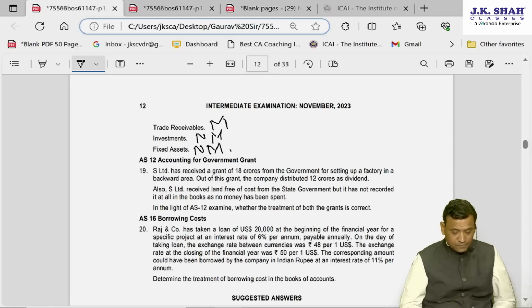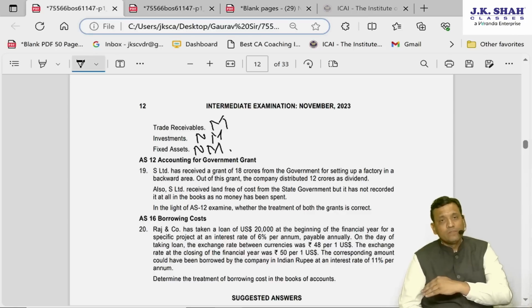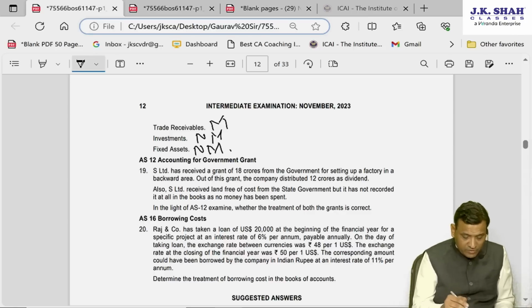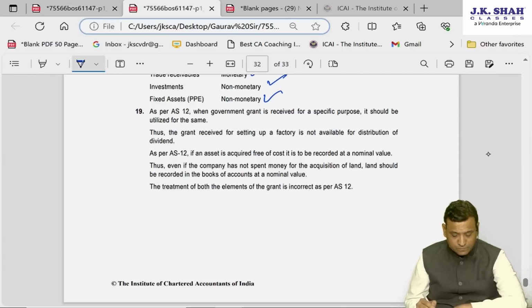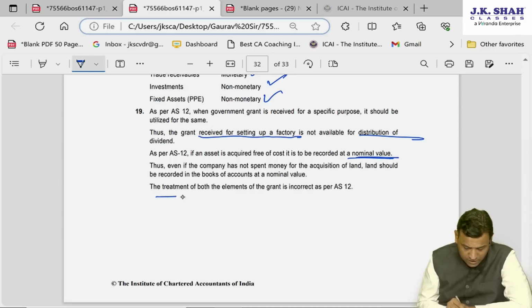You have received land free of cost from the government. If you receive any type of non-monetary grant, AS 12 says the grant received or the asset has to be recognized at its nominal value. That nominal value may be rupees 1 or 500 or even the cost of the asset. So in this case, we can opine that the grant is not available for distribution of dividend. Even the asset acquired free of cost is to be recorded at nominal value. The treatment for both the elements is incorrect.